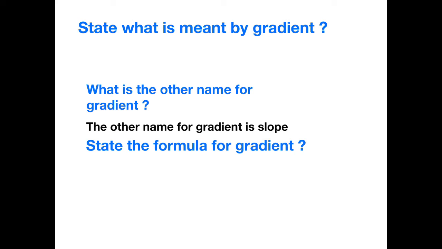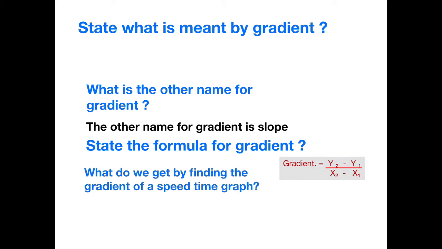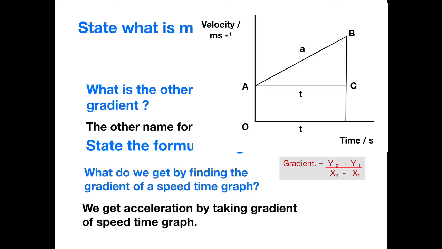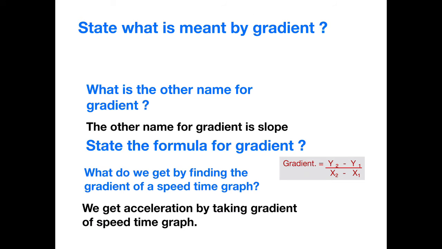The formula for gradient, now that would be y2 minus y1 divided by x2 minus x1, or you can say change in y-axis with respect to change in x-axis. We get acceleration by taking the gradient of the speed time graph, or you can use the word velocity time graph.